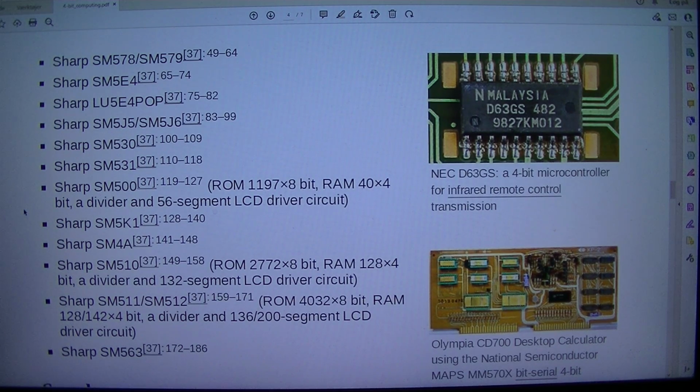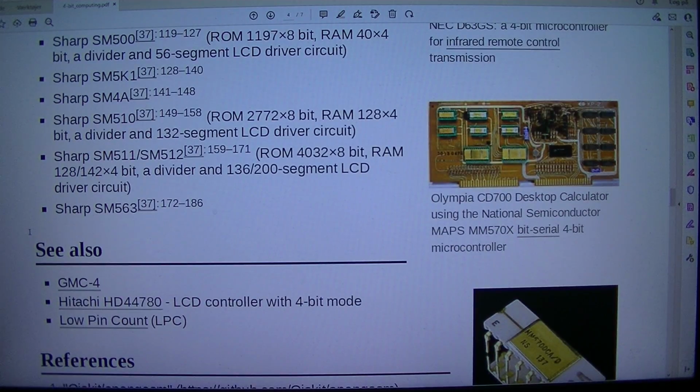ROM 1197 8-bit, RAM 44 4-bit, a divider and 56-segment LCD driver circuit. Sharp SM5K1, 37, 128, 140. Sharp SM4, 37, 141, 148. Sharp SM510, 37, 149, 158, ROM 2772 8-bit, RAM 128 4-bit, a divider and 132-segment LCD driver circuit.